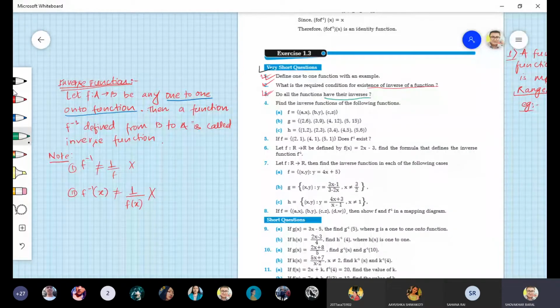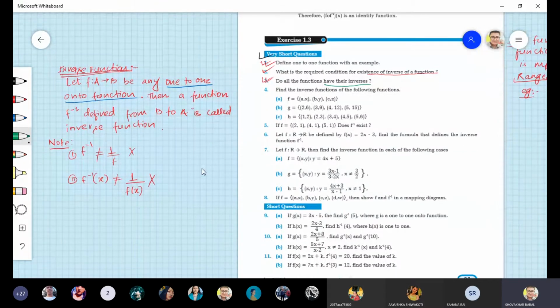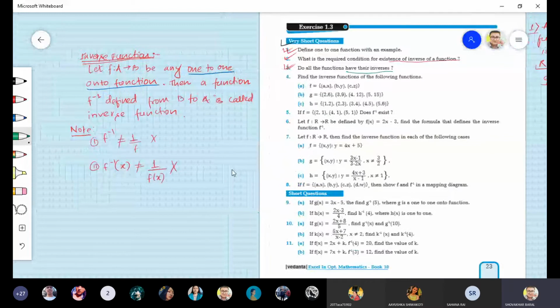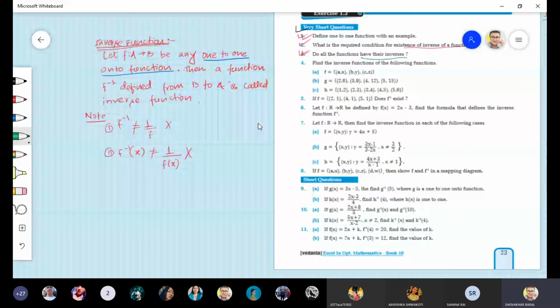Okay, let me not go deeper into these questions. Let me go to the answer straightforwardly. We discussed why inverse doesn't exist in earlier classes also. You can review those classes. Question number 4. There are three functions a, b, and c, and the question has given the functions in terms of ordered pairs. The question asks you to find the inverse.